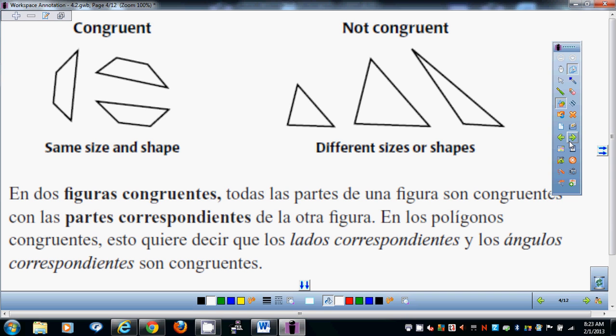For shapes to be congruent, every angle has to correspond with another angle on the other one, and every side has to correspond. Now, here's that word correspond I was talking about, which means for every side, there has to be another side that's the exact same. For every angle, there has to be an angle that's the exact same. So, for instance, this side corresponds with this side, corresponds with this side. This one corresponds with this one, corresponds with this one, etc. These are not congruent, because even though they're all triangles, they're different shapes, different angles, different sizes.